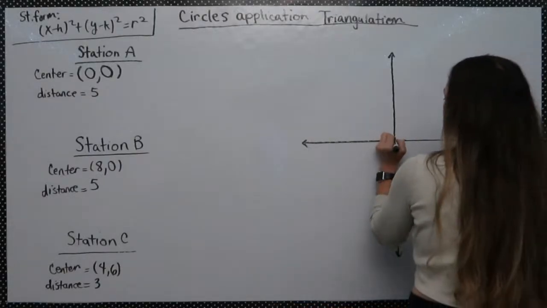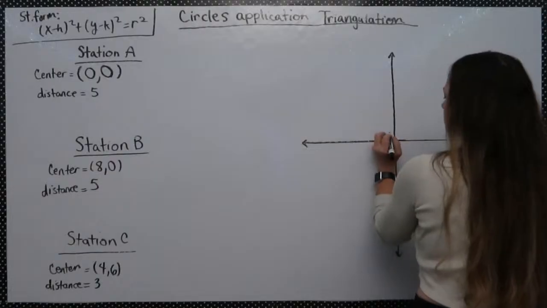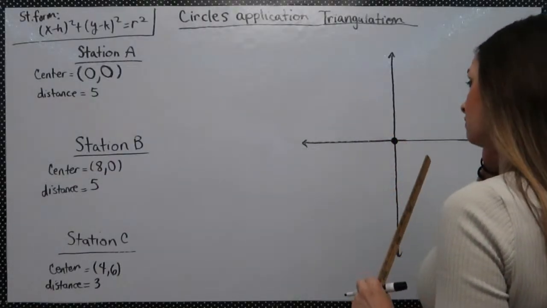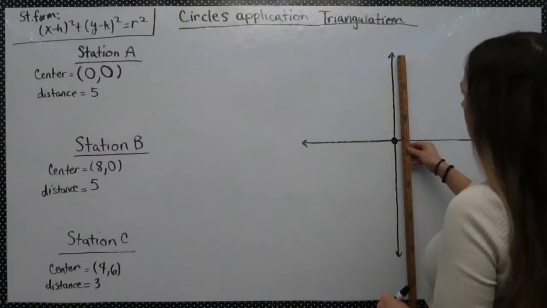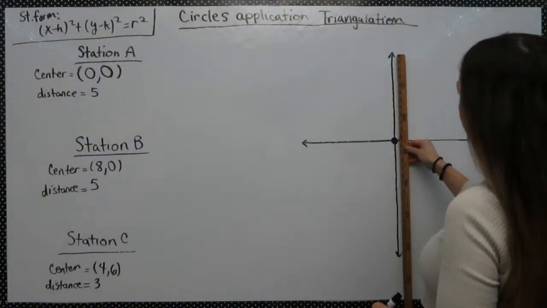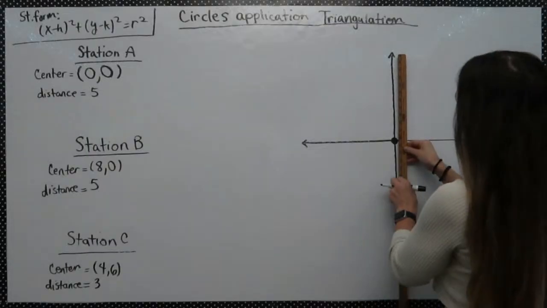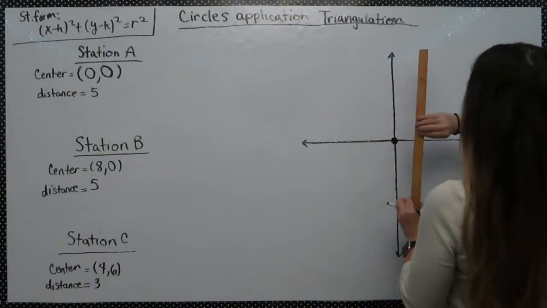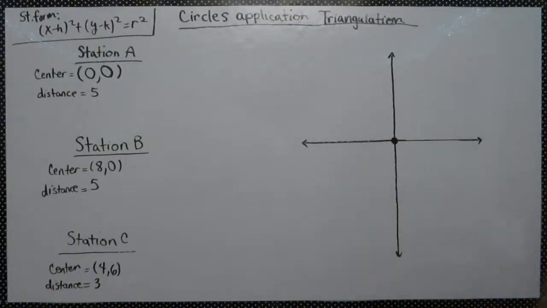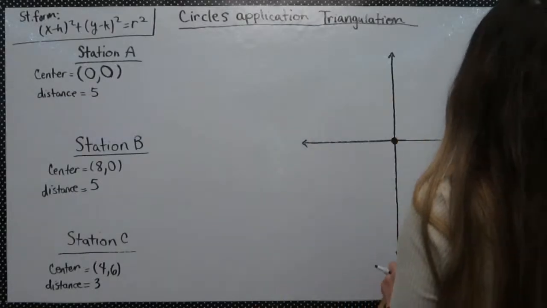All right, so we've got 0, 0 here with a distance of 5. And 8, 0 with a distance of 5. So we should be able to go up. Oh, let me get a different one. Okay, this one I like because it's got the net there on both sides, so I don't have to worry about it.